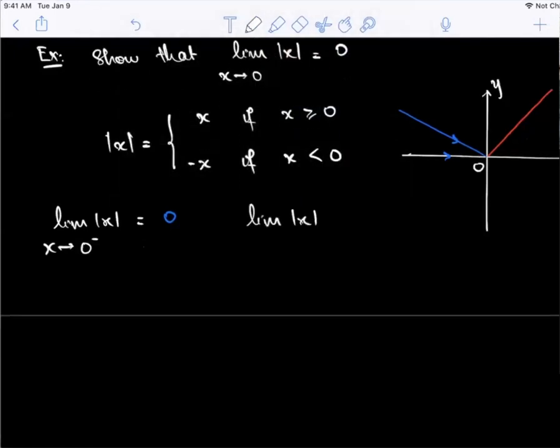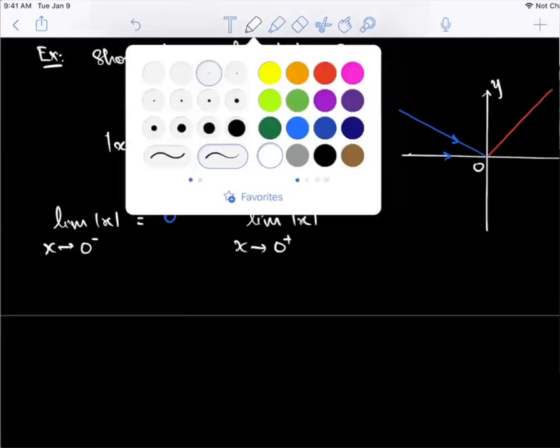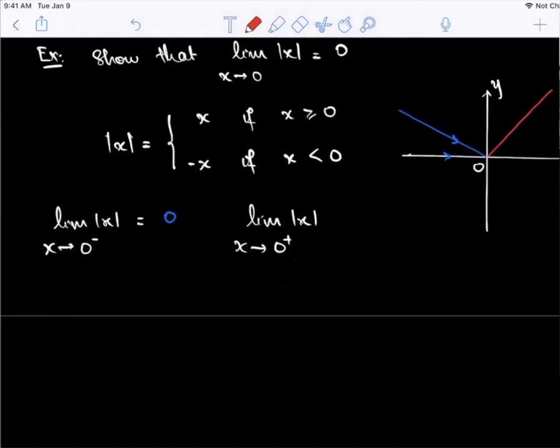What about the limit of the absolute value of x as x approaches 0 from the right? You can see that as you approach 0 from the right, the function also approaches 0. So the left-hand limit equals the right-hand limit, the same value, which is 0. Therefore, by the theorem that you have earlier, the limit exists, and the value of the limit is 0.